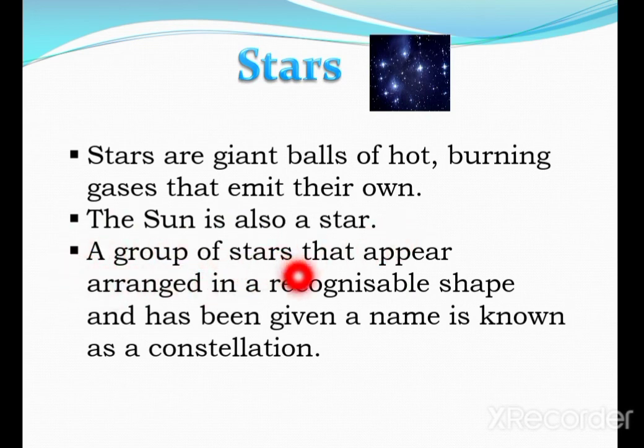A group of stars that appear arranged in a recognizable shape and has been given a name is known as a constellation.